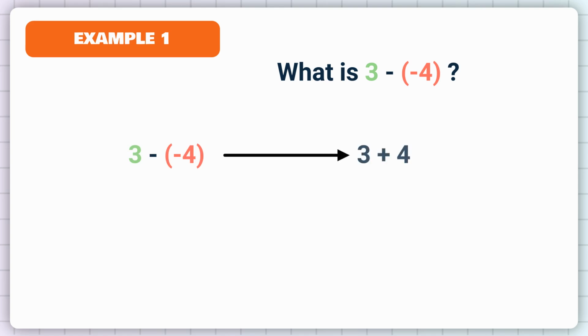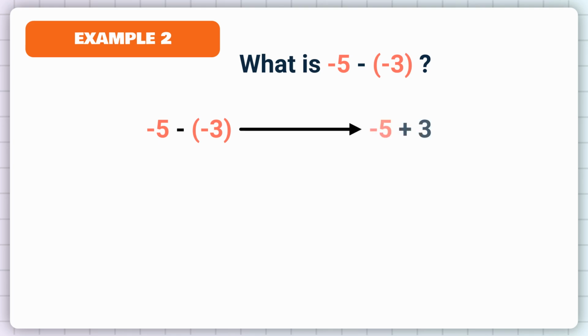Let's consolidate this skill with some practice. First, let us look at a simple subtraction. What is 3 minus minus 4? First, we should recognize that subtracting a negative integer is equivalent to adding its positive counterpart, or that 2 minuses equal a plus. Therefore, 3 minus minus 4 becomes 3 plus 4. Now, you can perform the addition. 3 plus 4 is equal to 7. So 3 minus minus 4 is equal to 7.